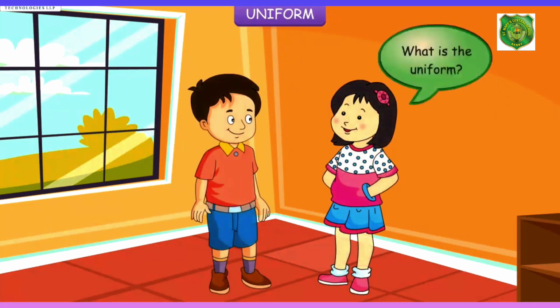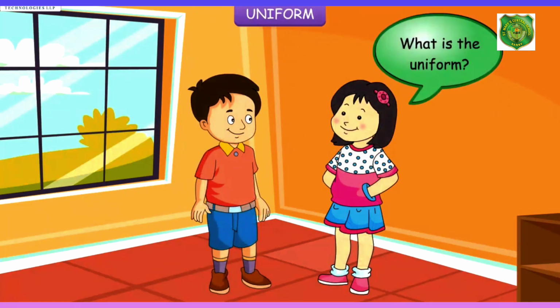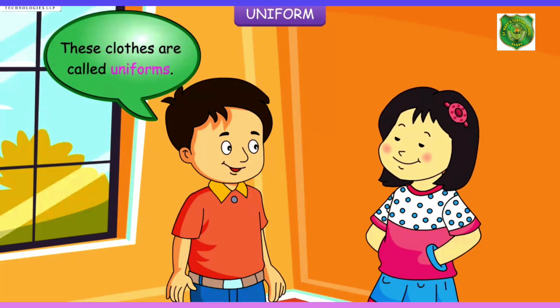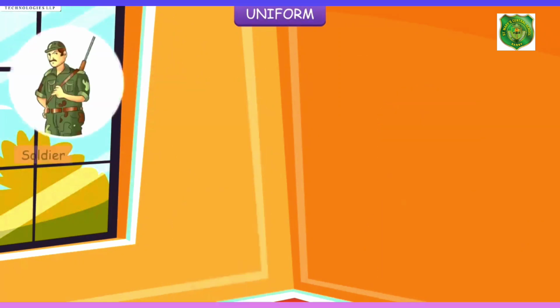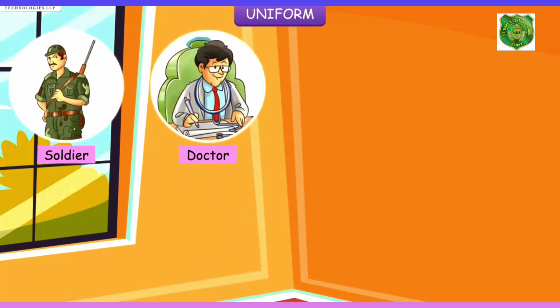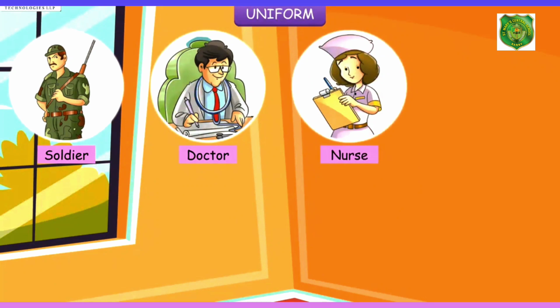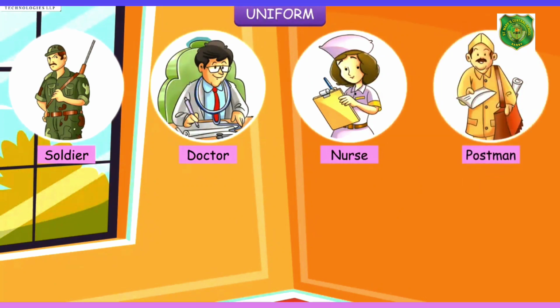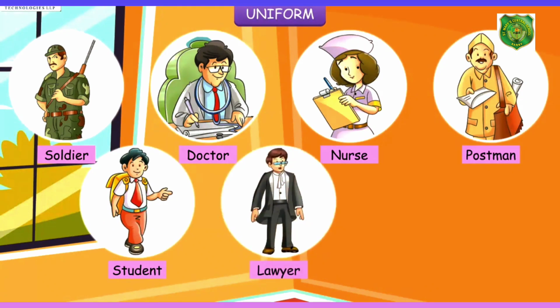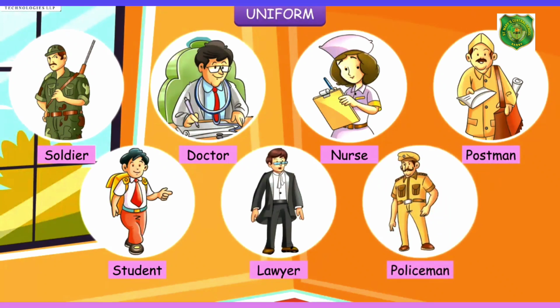Uniform. What is a uniform? Some people wear special clothes when they go for work. These clothes are called uniforms. Soldier, doctor, nurse, postman, student, lawyer, policeman.